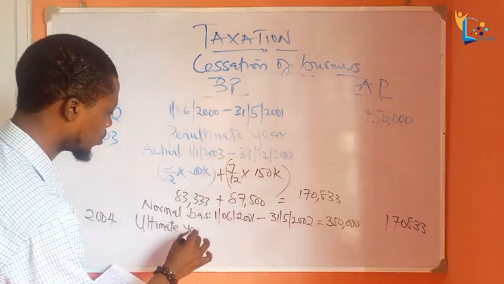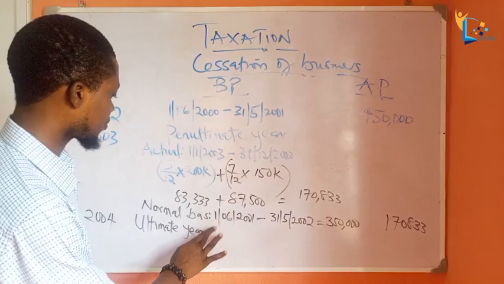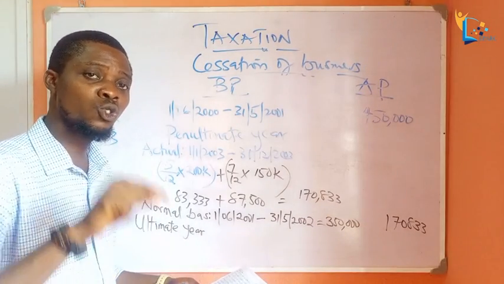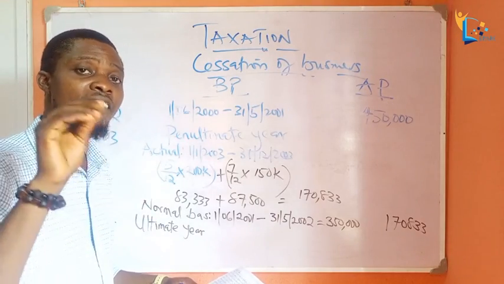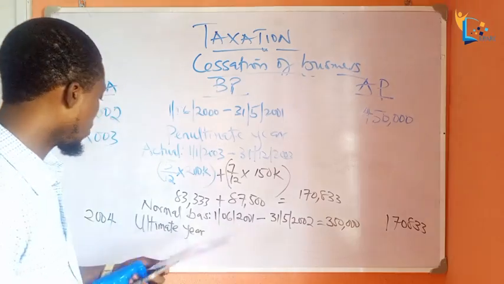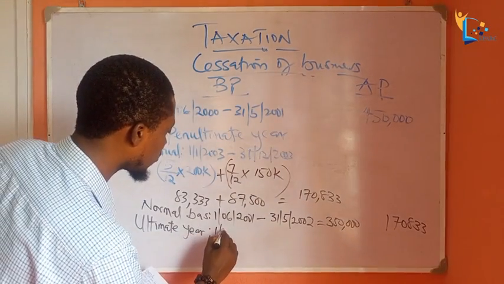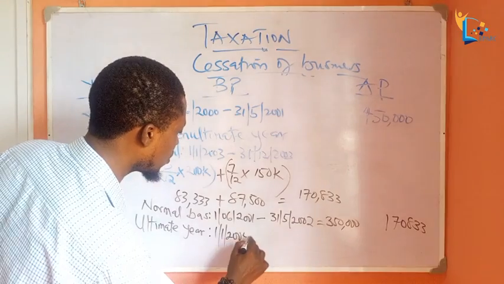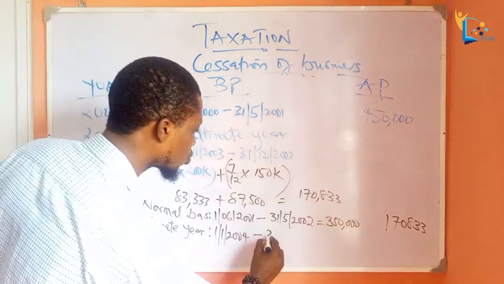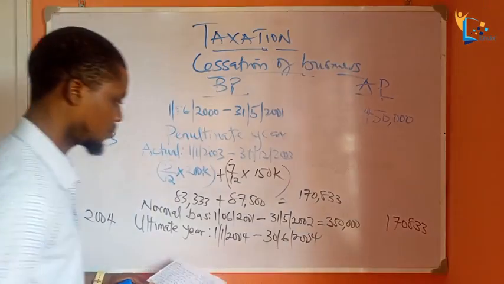Ultimate year. Okay? Ultimate year. So now, for the ultimate year, the rule is 1st of January to the period of cessation. So ultimate year is 2004. So it's going to be 1st of January 2004 to where did the business stop? 30th of June 2004. Okay?